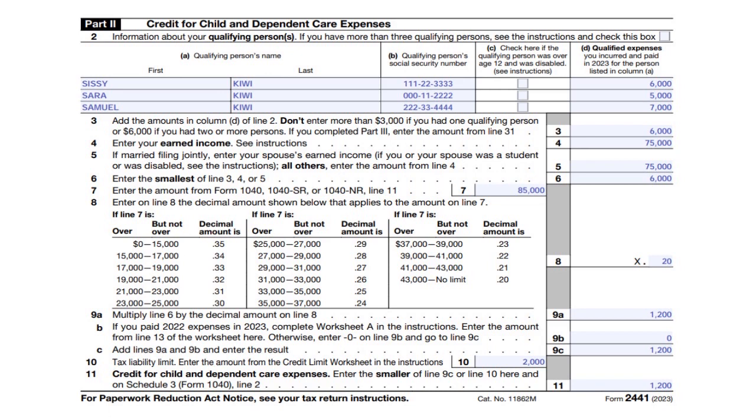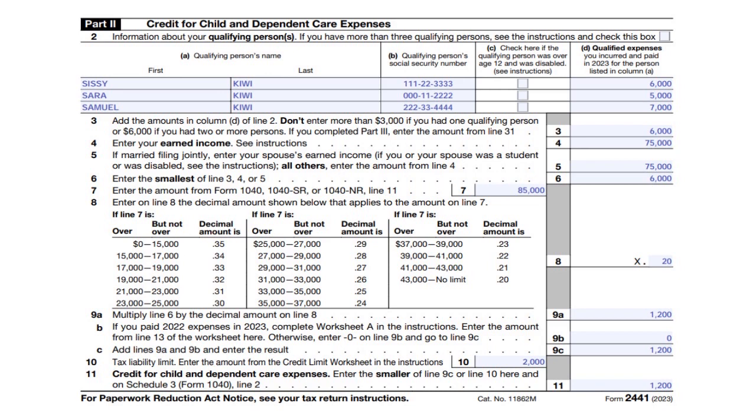So you can see that in section 2, for each qualifying person, you put the first name, last name of that person, as well as the person's social security number. Please make sure the socials are actually accurate, because the IRS checks that. They actually use that data to cross-check whatever you're filing on your Form 1040. Okay, so in column D, you have to put the qualified expenses. So those are the amounts that you actually provided for the child.